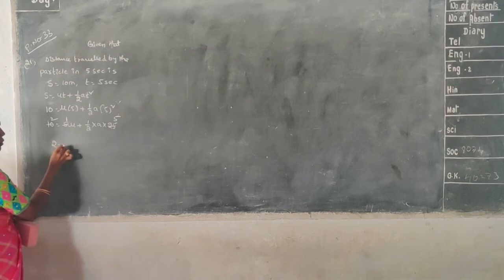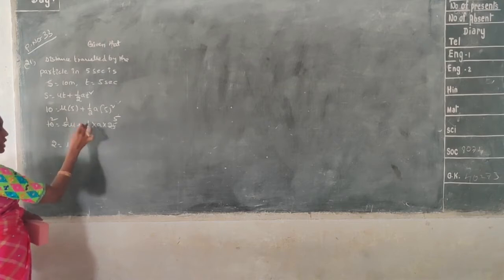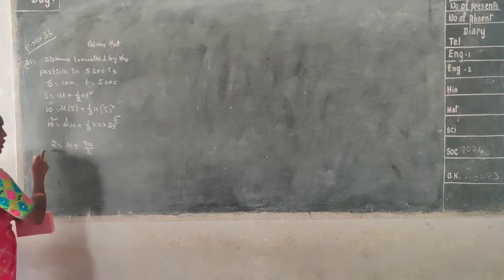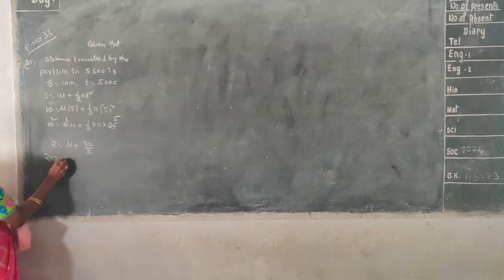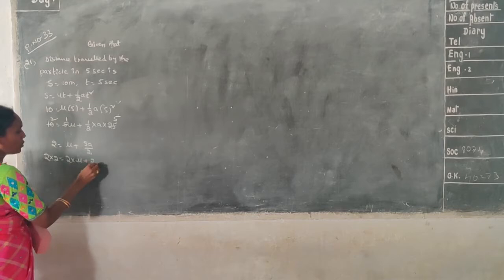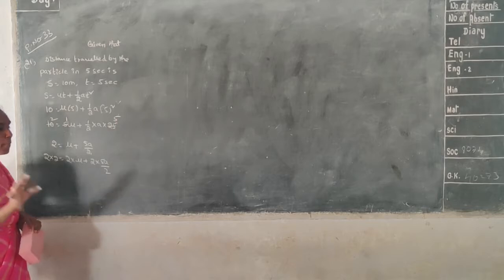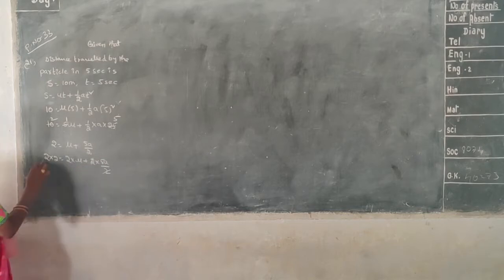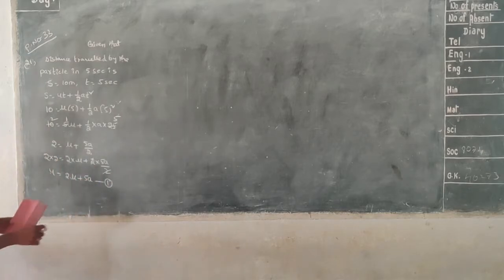Now 2 is equal to u plus 5a by 2. For easy calculation, we multiply throughout the equation by 2: 2 into 2 is 4, 2 into u is 2u, and 2 into 5a by 2, the 2 cancels, gives 5a. So 4 is equal to 2u plus 5a. This is equation number 1.